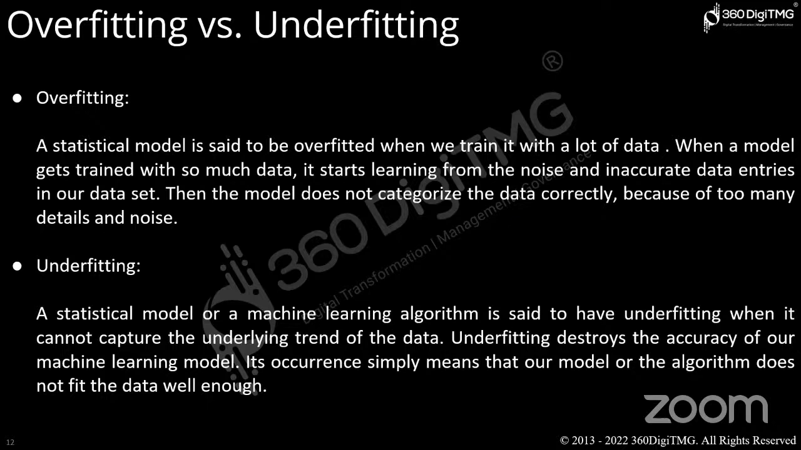We collect the data from a secondary data source, and we all know it is a known fact that when you collect it from a secondary data source, it will have a lot of inaccurate data entries, right? It will have duplicate values, typecasting issues, ambiguity. So your model gets trained, and when it is getting trained with so much data, it starts learning from the noise and the inaccurate data entries. Then the model does not categorize the data correctly because there are too many patterns, too many inaccurate entries, too many details and noise. This is called overfitting.